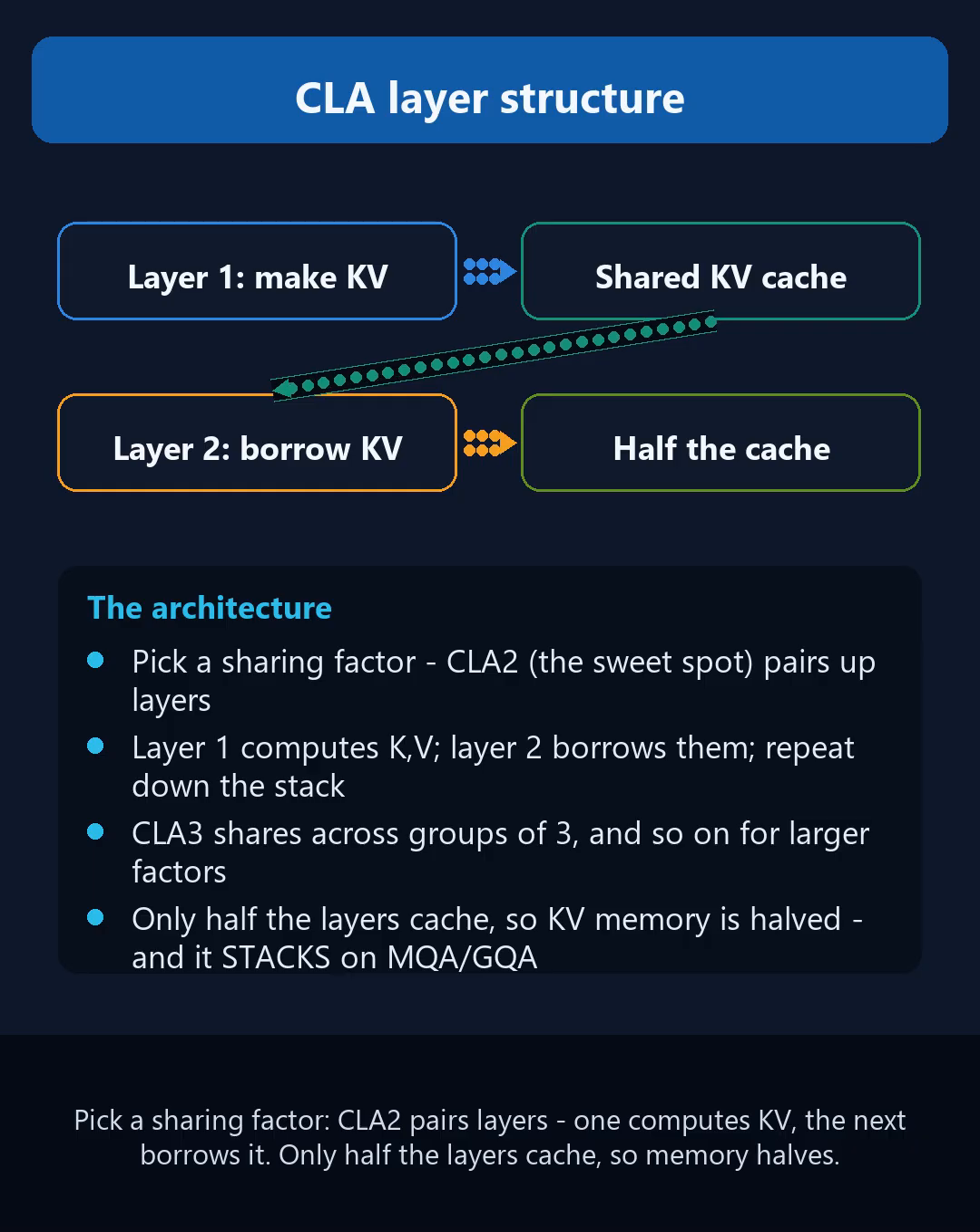Now the architecture. You pick a sharing factor. CLA2, the sweet spot, pairs up layers. Layer 1 computes the keys and values. Layer 2 borrows them, and so on down the stack. CLA3 shares across groups of 3, and so on. Because only half the layers produce a cache, the total key-value memory is cut in half. It stacks on top of existing tricks rather than replacing them.